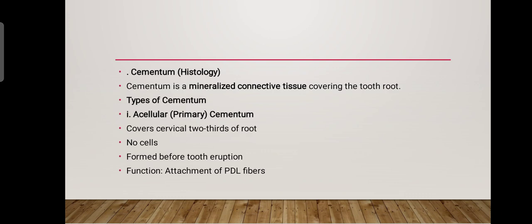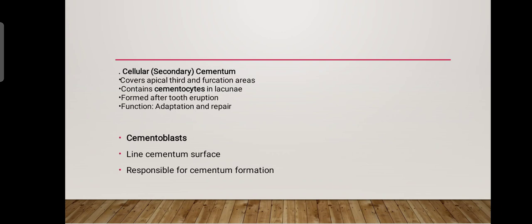Cementum. Cementum is a mineralized connective tissue covering the tooth root. Types of cementum: acellular cementum, which is the primary cementum. It covers the cervical two-thirds of the root. It does not have cells, as the name indicates, acellular. It is formed before tooth eruption, and its function is the attachment of PDL fibers only.